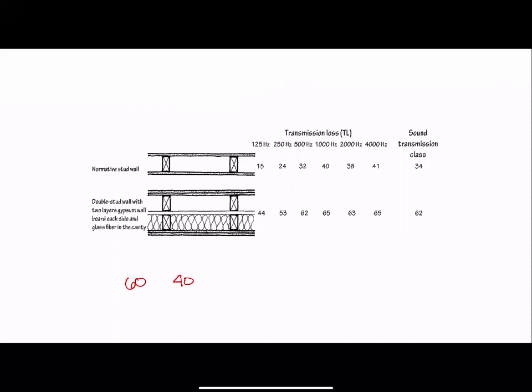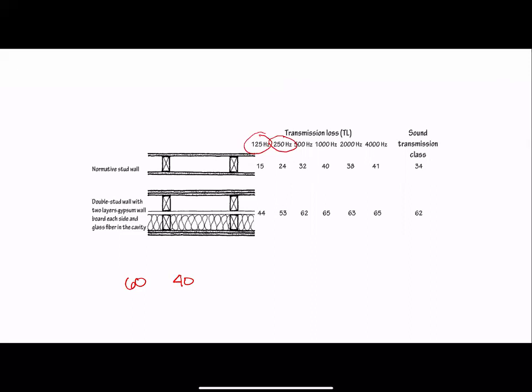And so we measure frequency by hertz, and we denote our octave bands, which are these kind of groupings of hertz, by their center frequency. So we have 125 hertz, 250 hertz, and so forth. 500 hertz, 1000 hertz, 2000, and 4000. 125 hertz is low frequency, and 4000 hertz is high frequency. 125 hertz is low tones, rumbles and groans, and 4000 hertz is high tones, hisses and beeps.